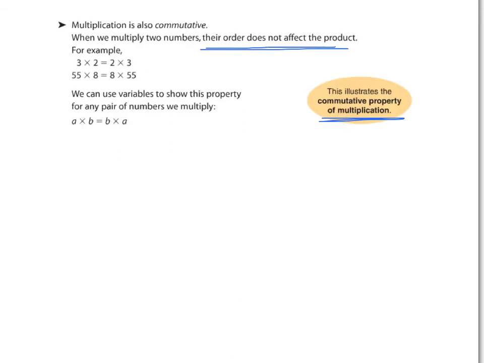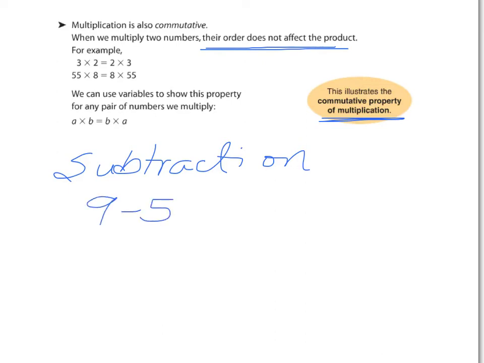This does not apply, however, to subtraction and division. So let's just check. If we were working with subtraction, if I have 9 and I take away 5, can I have 5 and take away 9? Well, no, I can't actually take 9 things away from 5. So commutative property does not apply to subtraction. What about to division?